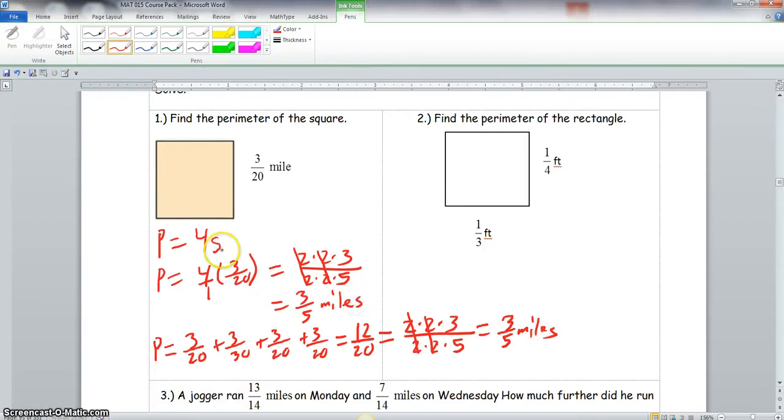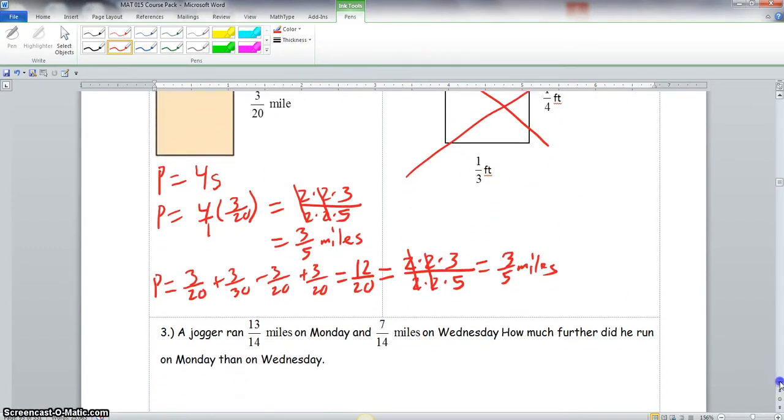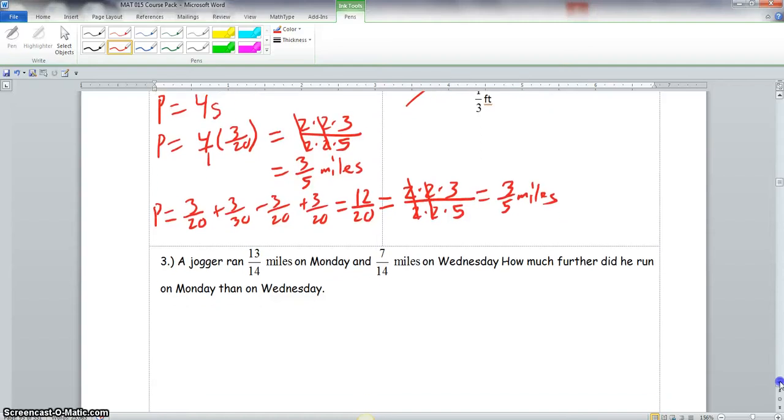Now, you can use either method, either the formula for perimeter or just add all of the sides. Now, the reason why I wrote this problem out where it went into number 2 is we're going to skip number 2 because this would have required us to add fractions with different denominators, and we're not doing that just yet. So now we go here to number 3.